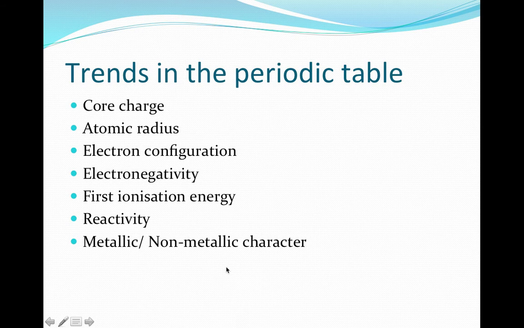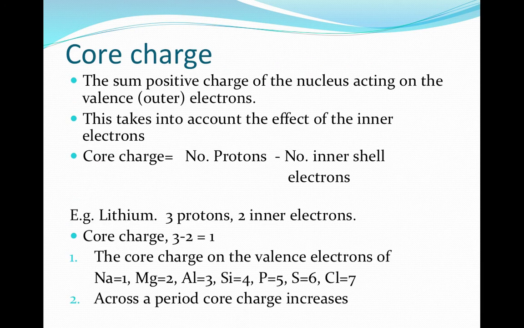Some of these may be familiar terms, some of these will be unfamiliar. First one we're going to look at is core charge. Now, core charge is a way of measuring basically how much the outer shell electrons, the valence electrons, feel the nucleus. They feel the nucleus basically because it's positively charged and they're negatively charged. But if there are inner shell electrons, they act as a shield.